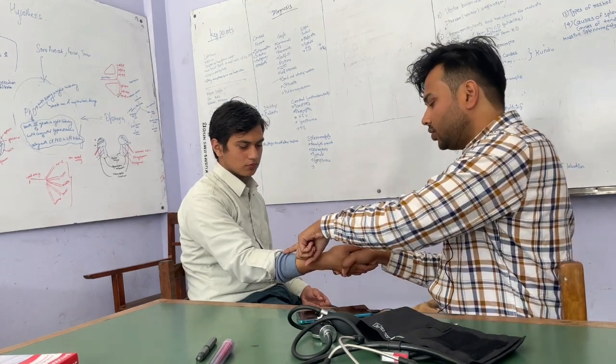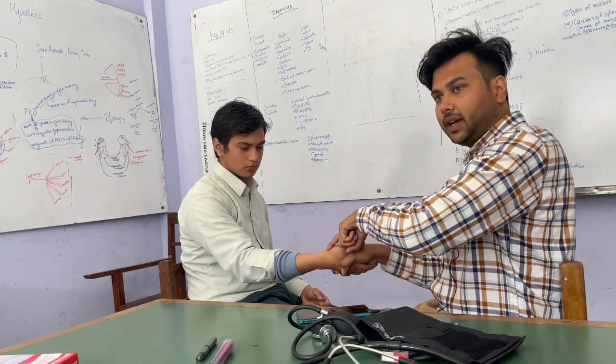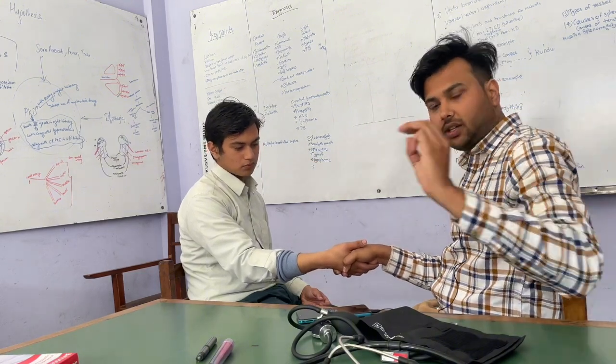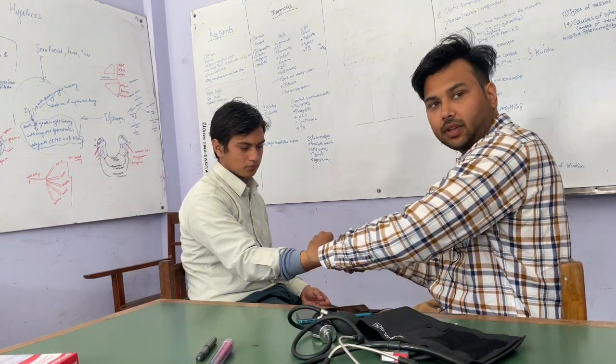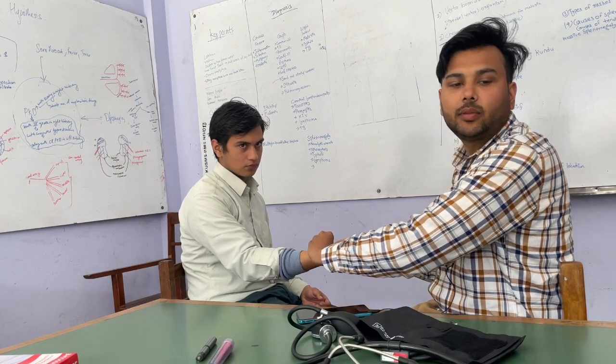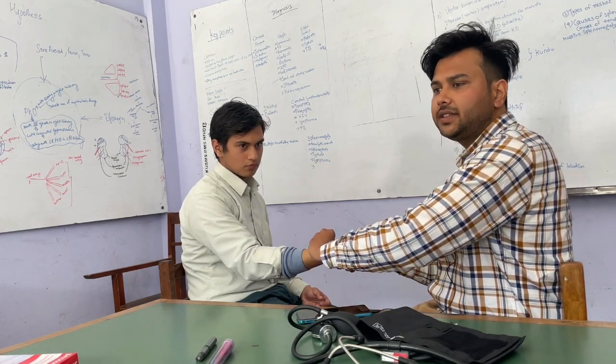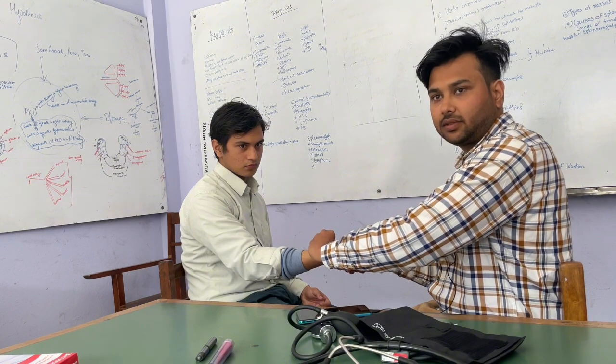You know the course of the radial artery is also in this way, right? So you align your 3 fingers in a straight line parallel to the artery. You can do it among your friends as well. When you do that, it is very easy for you to find the pulsation.